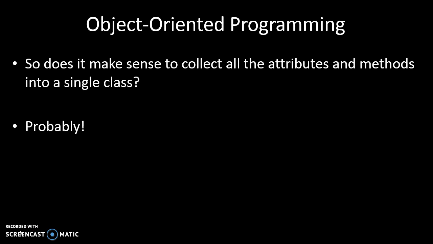Does it make sense to collect, therefore, the attributes and methods into a single class? And the answer, yes, is probably. Who knows, really? It probably makes sense, if we think about the fact that if we've got this built, other people will be able to use it, or you'll be able to use it yourself in later programs if you have it all wrapped up in an object or a class.